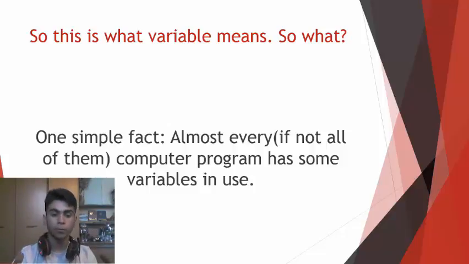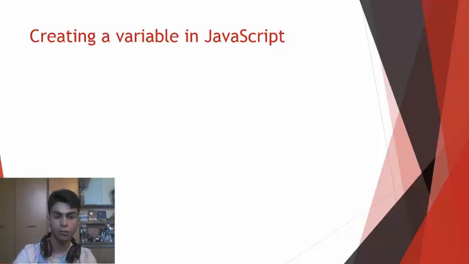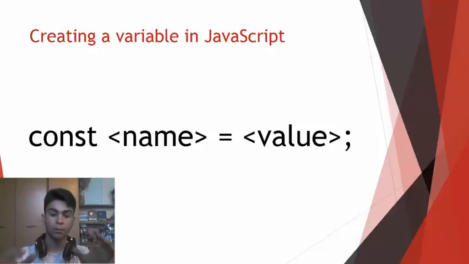So how to create variables? We'll use JavaScript for writing code here, and we'll learn how to create variables in JavaScript. It's simple. You just write const, it's a keyword, and then the name of the variable, and then the equal sign, and then the value of the variable. Make sure you put a semicolon at the end so the computer knows that it is the end of the task.